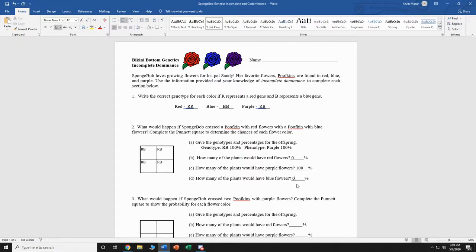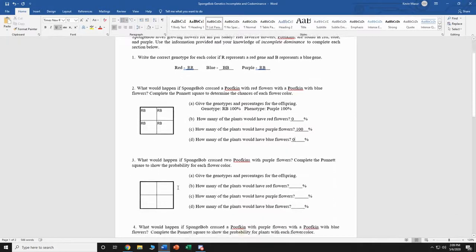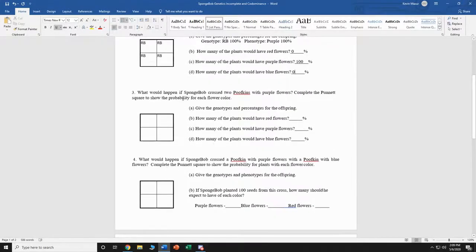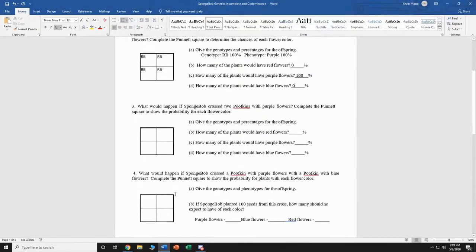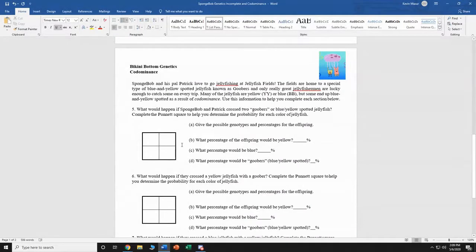None of them. 0. So just like that, and you continue on the line. So I did the first 2 problems with you. You got 2 more to go on your own on this page. Over here, let's do the codominance practice.